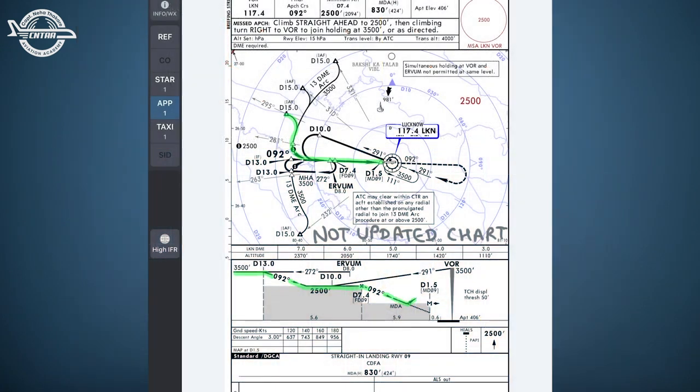Then once you follow OBS 114, you would reach the station Lima Kilo November, and you can follow the instrument let down to VOR 09 from initial approach fix, or ILS or VOR to runway 27, depending upon which runway is in use at Lucknow.